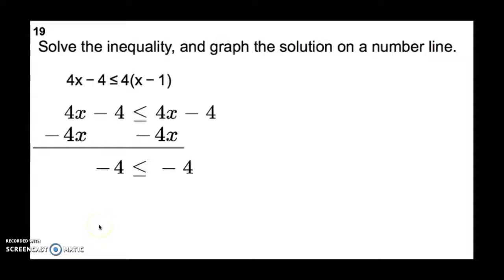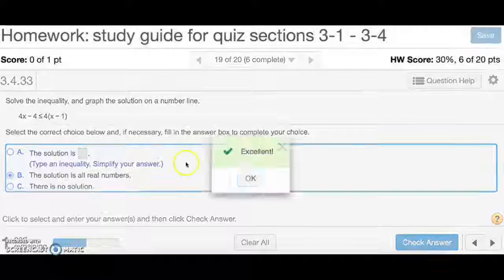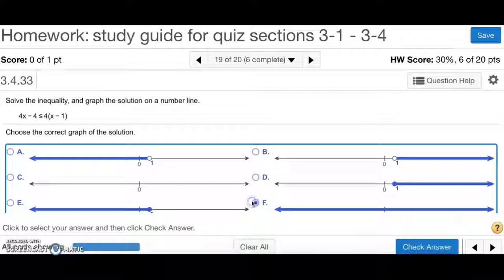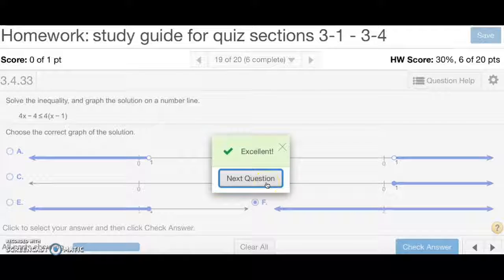Now let's go back and look at my choices and see what a graph of that would look like. I'm going to choose B, all real numbers. And my graph of all real numbers is going to be F because it shows every single point being a solution. And that's what all real numbers means. So that's number 19.